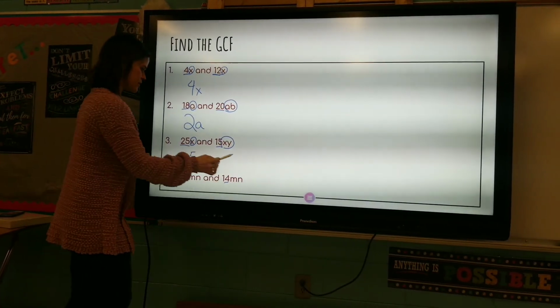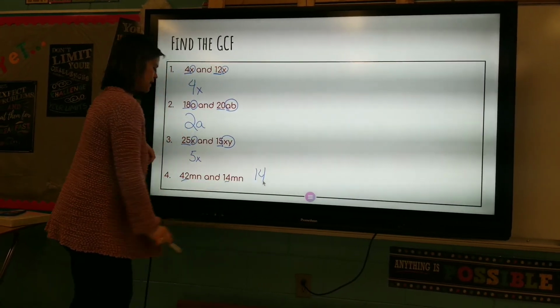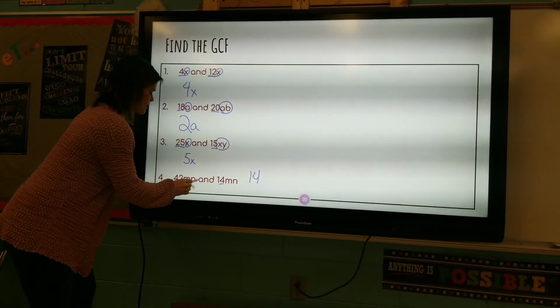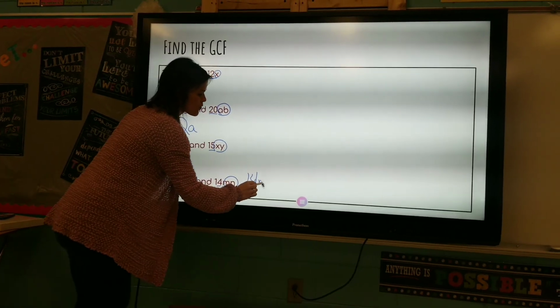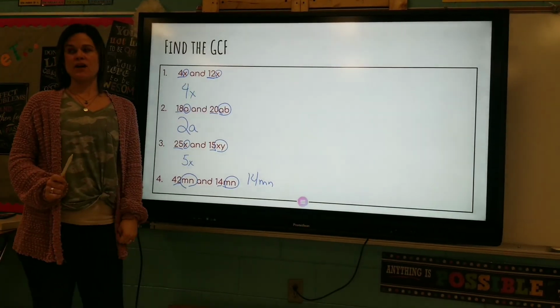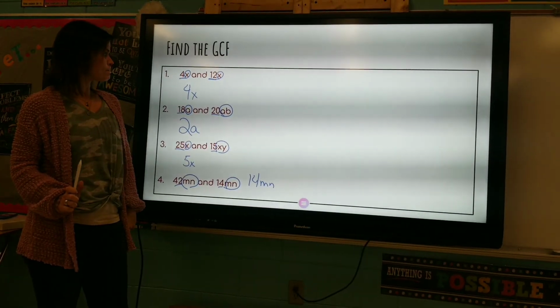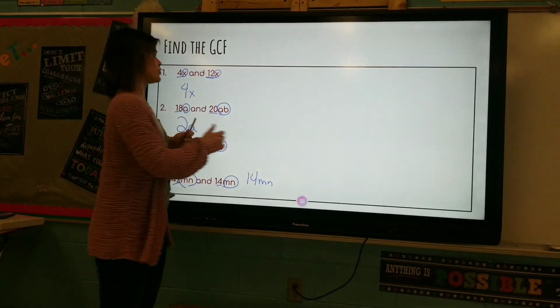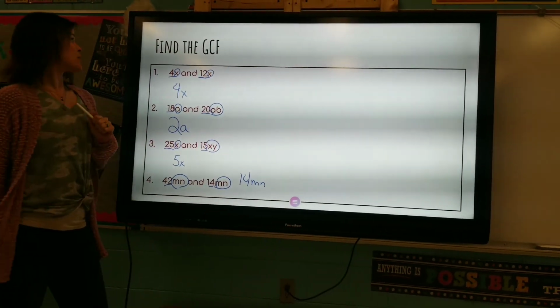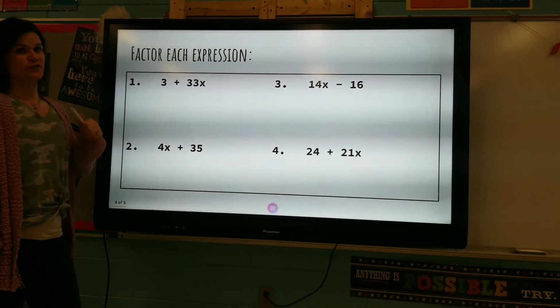All right, 14. And then looking at our letters, they have both M and N in common. So that would be our greatest common factor. If you have any questions on that, make sure you message me. And we are going to move on to just factoring the expression.